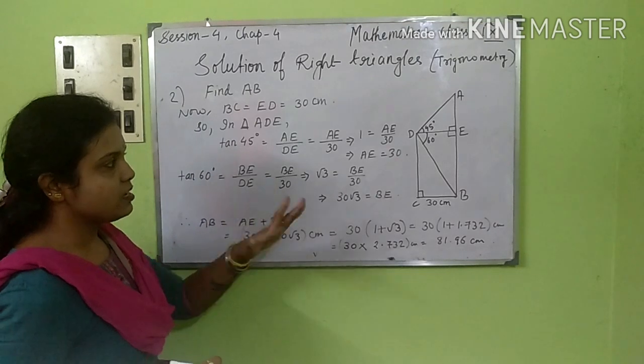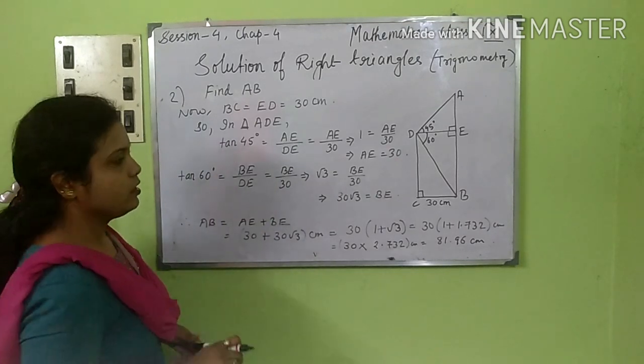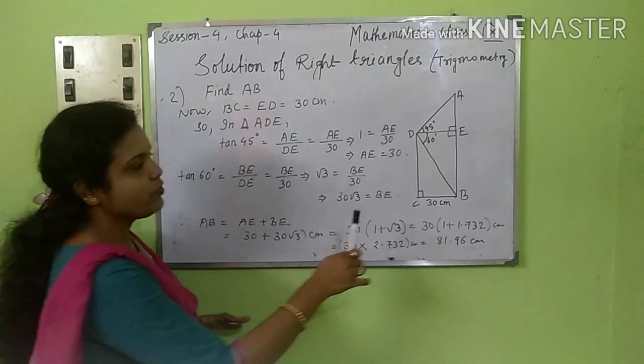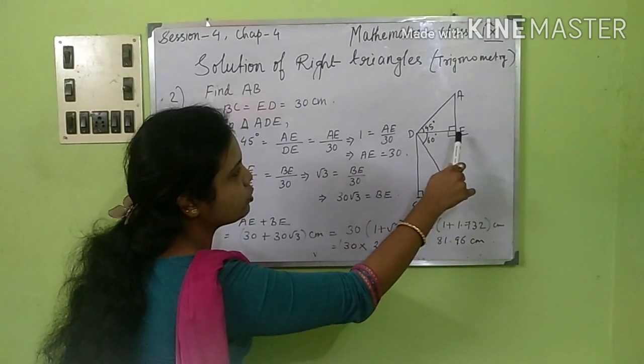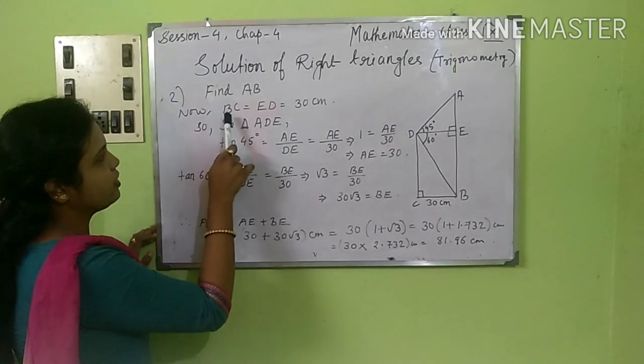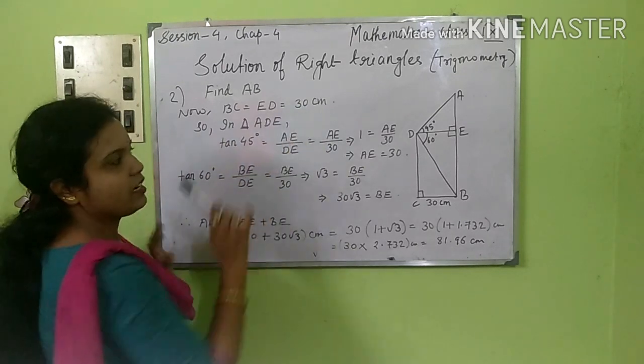So let us start with the following. Firstly, what I have done is, we can see that this is almost a rectangle. So that means BC will be equal to ED. That's what I have written. BC is equal to ED, that is 30 centimeter.